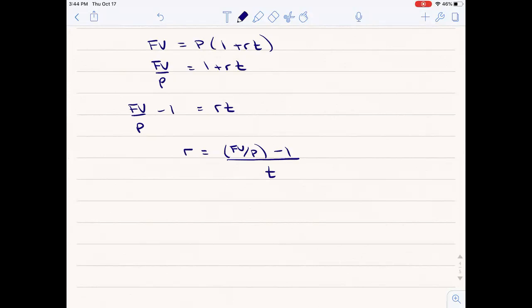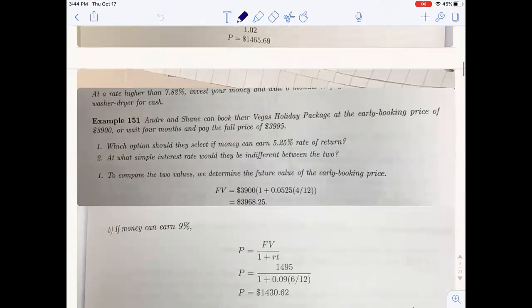I've got another derivation, but I don't really think we need to look at it. I think we're better off just doing an example. Or do you guys want to see me manipulate it back to I equals PRT? Can leave it to the reader, as lazy authors say. We leave it to the reader to do this. Oh, thanks. Let's do example 151 then. I'll be a lazy author today.